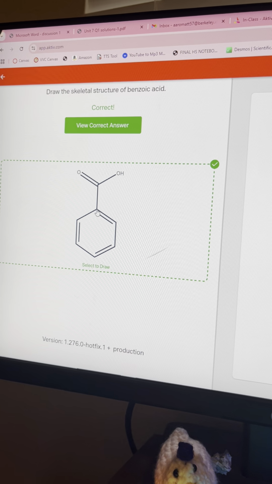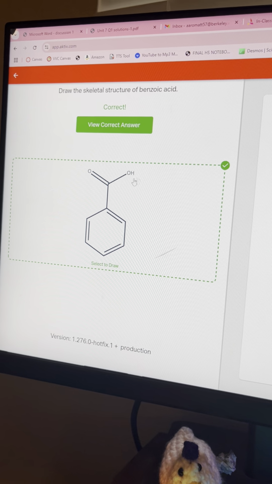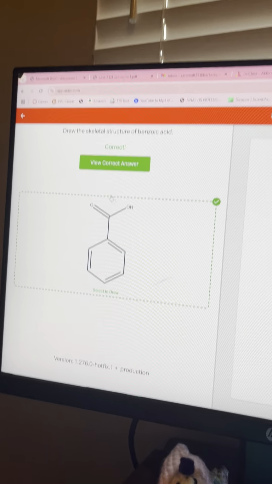So it's like a methyl going out and then connecting singularly to an OH and a double bonding to an O. That one's confusing. I don't think you'll see that on the test.